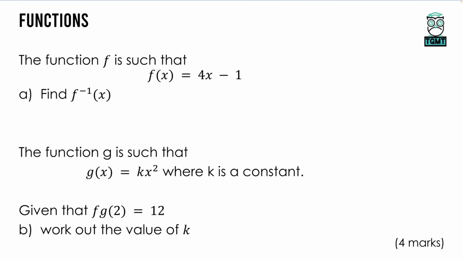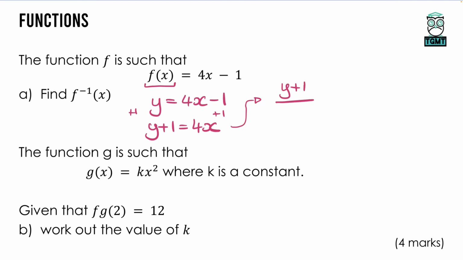And looking at some more functions, this one here, we've got the function of f is 4x minus 1, and it wants us to find the inverse function of f. Now when I'm finding the inverse, I swap this f of x for y equals, and then I just need to make x the subject. So to make x the subject here, we would add 1 to both sides, which gives me y plus 1 is equal to 4x, and then I just need to divide by 4. So if I divide by 4, we get y plus 1 divided by 4 is equal to x.